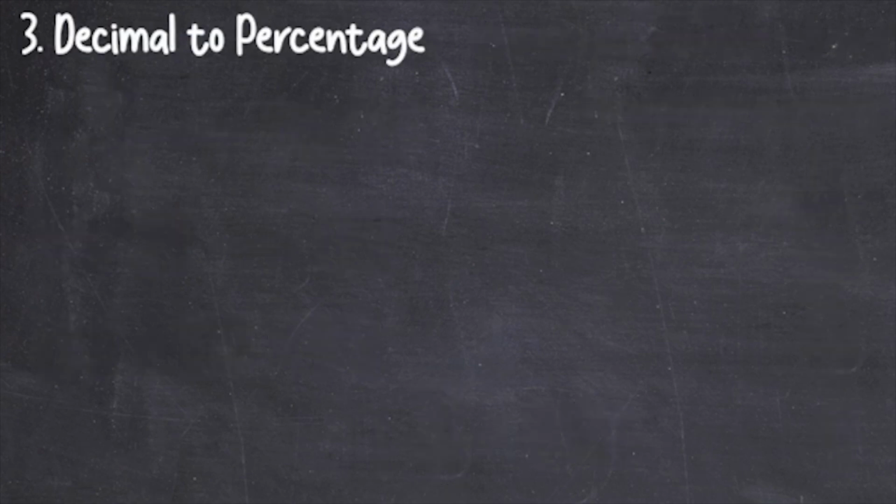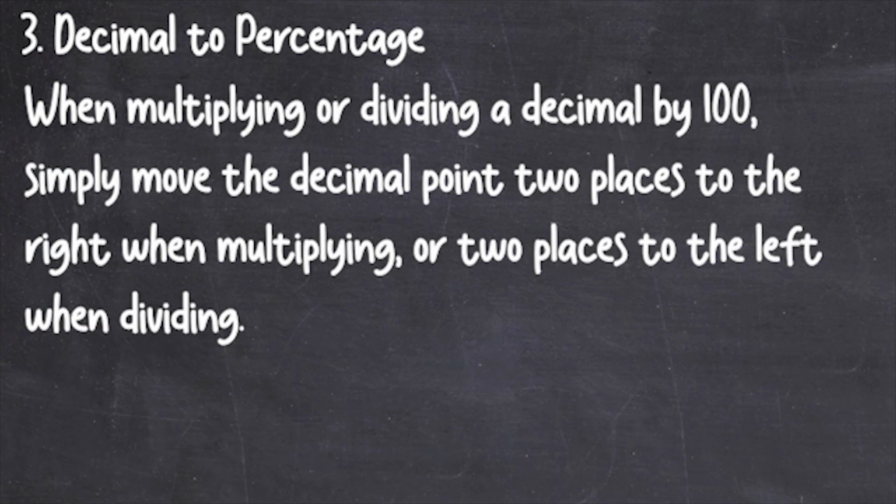Now, let's find out how to convert decimals to percentages and percentages to decimals. Here's a trick that will help us in the next couple of examples. When multiplying or dividing a decimal by 100, simply move the decimal point 2 places to the right when multiplying, or 2 places to the left when dividing. The decimal moves to the right when multiplying because the number is becoming larger. It moves to the left when dividing because the number is becoming smaller.